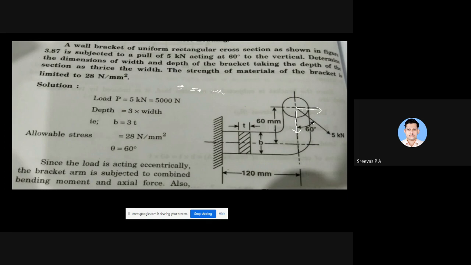The force acts at an angle of 60 degree to the vertical. So what will be this force? Five cos 60 and 5 sin 60. Yeah, right. This will be 5 cos 60, and this will be 5 sin 60. So you have made it into rectangular components. Then after that, next step.